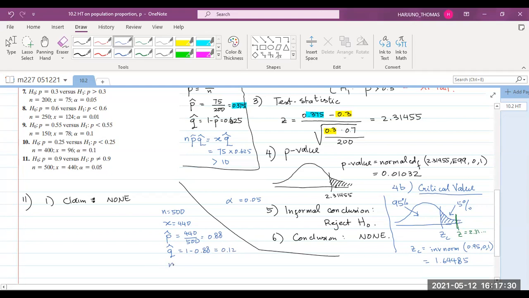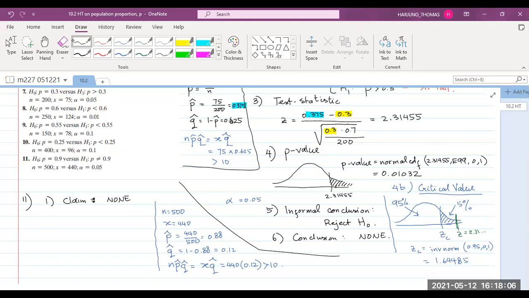Now then what is n times p hat times q hat? That's the same as x times q hat. That's 440 multiplied by 0.12. That's more than 10 for sure. That's 40 something, maybe even 50. Okay, so we can now use this model. Okay, that's just a little check though. Do you need to show the check in my test? No, no need. Okay, in my test, just go ahead with the hypothesis testing.